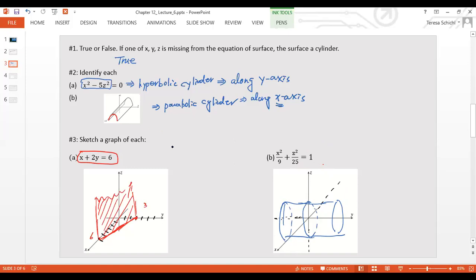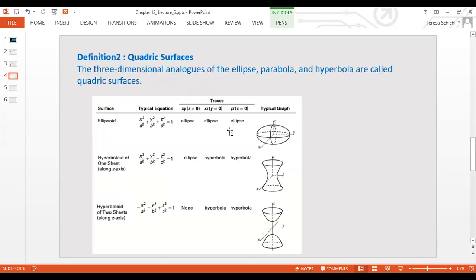Then the next thing we're going to talk about is the quadratic surfaces. For quadratic surfaces, we have 6 very common ones. We have the ellipsoid, hyperboloid of 1 sheet, and hyperboloid of 2 sheets.